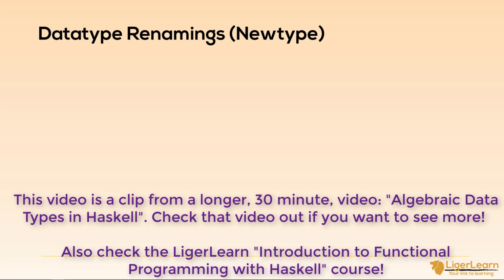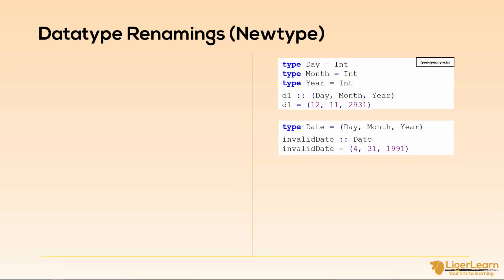Let's quickly recap what we have covered with type synonyms before. We know that one way in which we can represent a date is as a 3-tuple, and in order to make it clear which part of the tuple corresponds to the day, month and year, we've created these type synonyms. And we can use those type synonyms in our type signatures to create more readable dates.